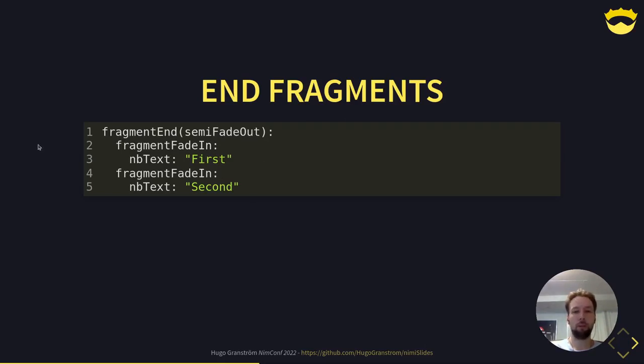So let's look at what it looks like. First, we fade in first, and then we fade in second. And now that both of them have been performed, we'll do the semi-fade out, which we can see here. And combining all of these different syntaxes, you can create some pretty complex animations.